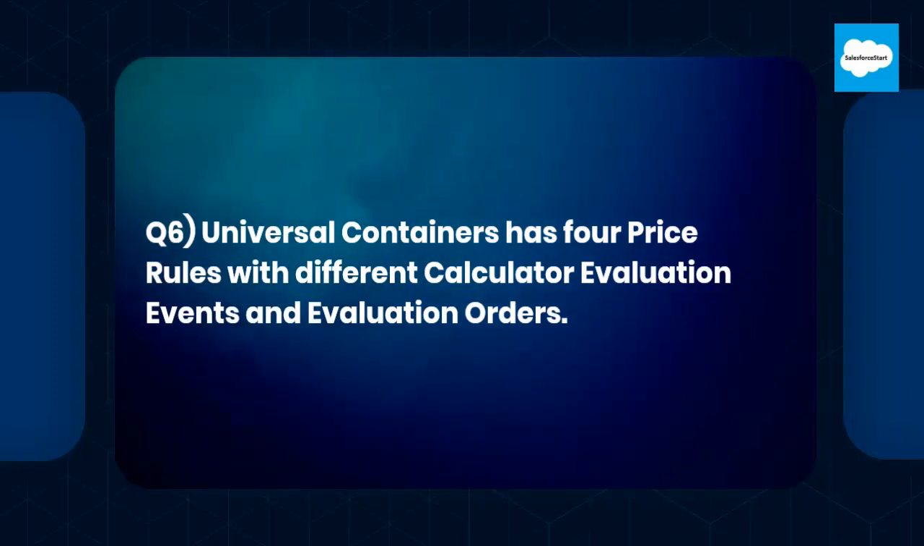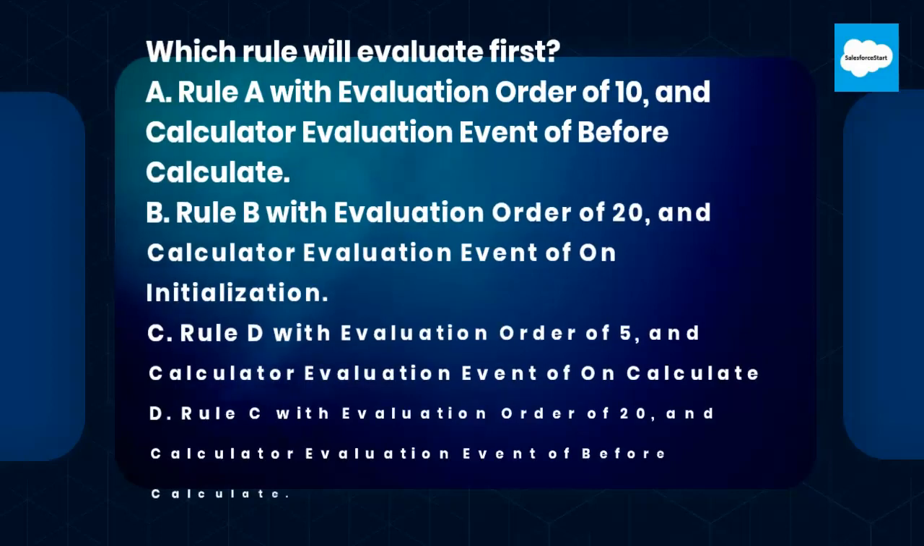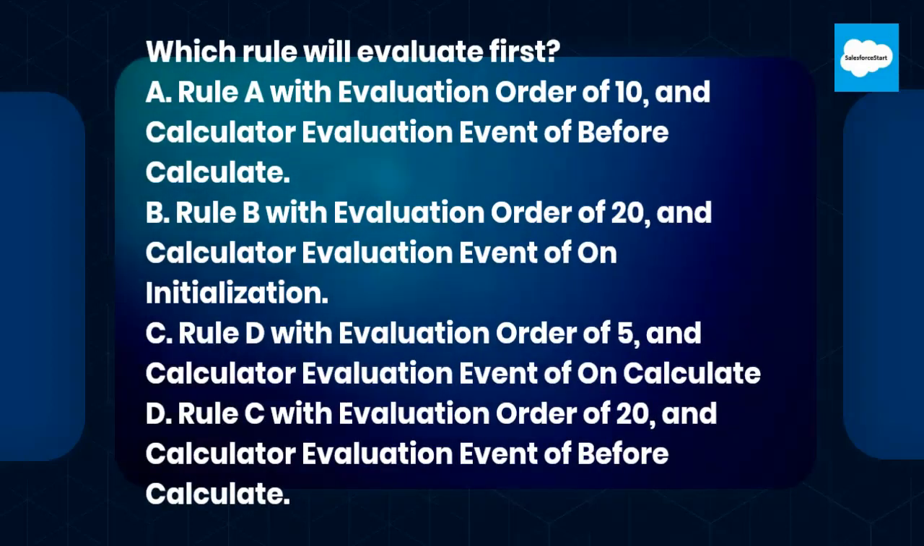Q6. Universal Containers has 4 price rules with different calculator evaluation events and evaluation orders. Which rule will evaluate first?